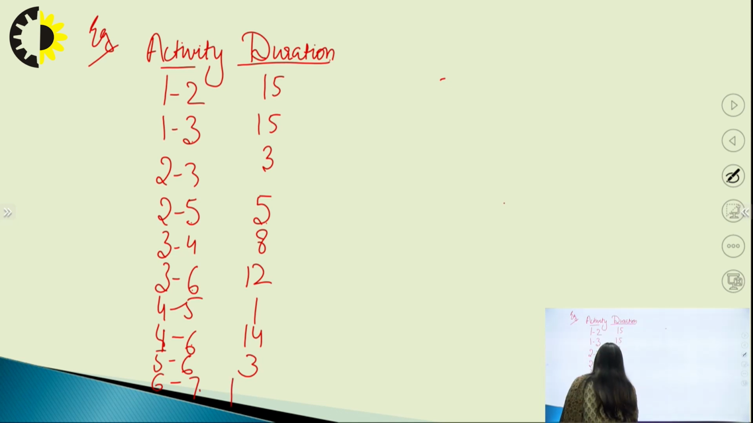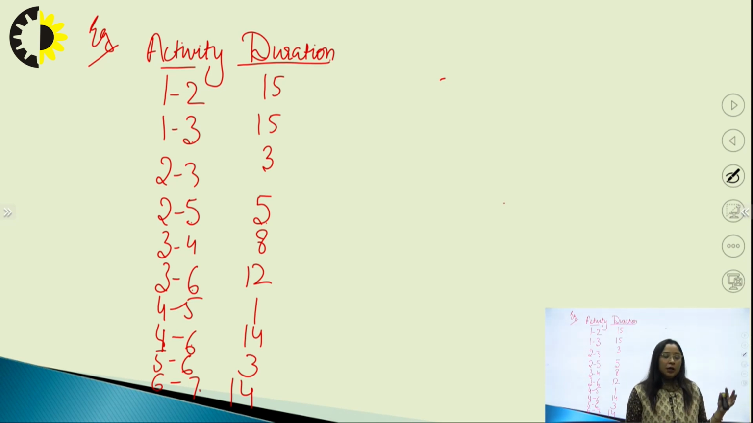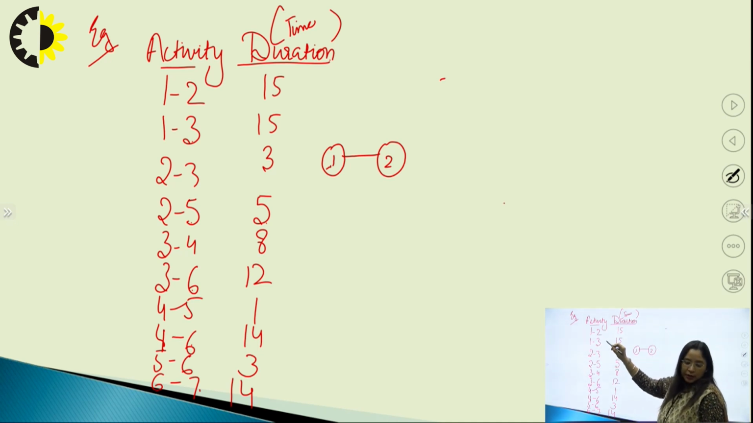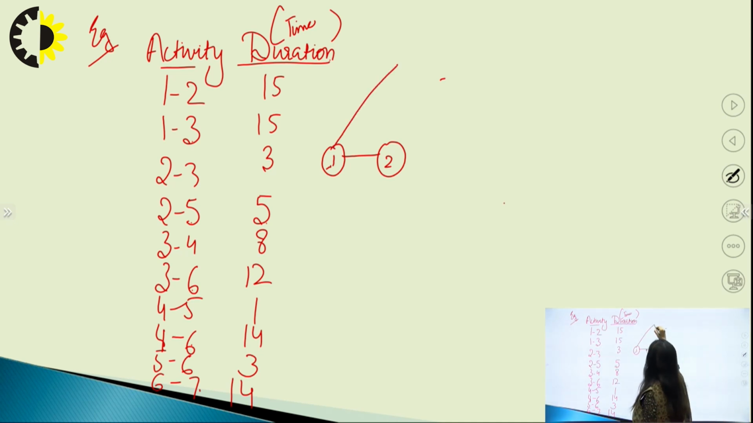Yes, these are the durations in which each activity can be conducted. Like activity 1-2 can be conducted in 15 seconds, or 15 minutes, or 15 hours, or 15 weeks, depending upon the duration, this is the time which it will take. Now, look here, now we will make the network for these activities, like 1, 2, and then there will be 1, 3.